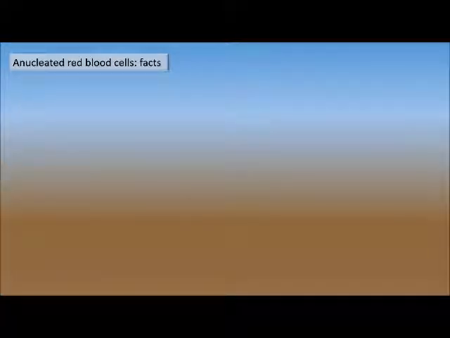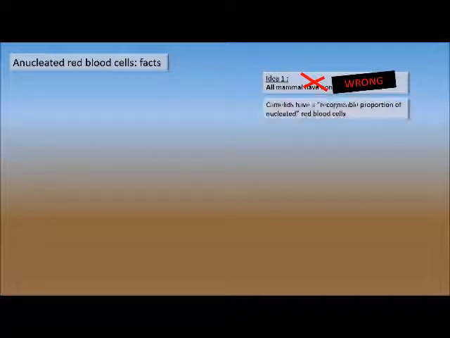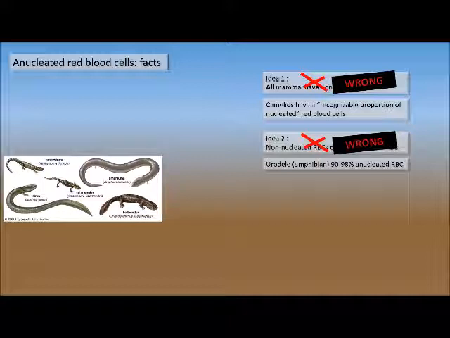Anucleated red blood cell facts. Well, first idea, all mammals have anucleated red blood cells. That's one of the things people told us. Well, that's actually wrong. Some mammals, camels family, have a recognizable amount of nucleated red blood cells. Okay, that was enough for me. I was like, yes, what else? Okay, well, but then non-nucleated red blood cells only exist in mammals, even though they don't all have that. Well, that's wrong again. And those guys here, the salamanders, and I don't know how to pronounce that.